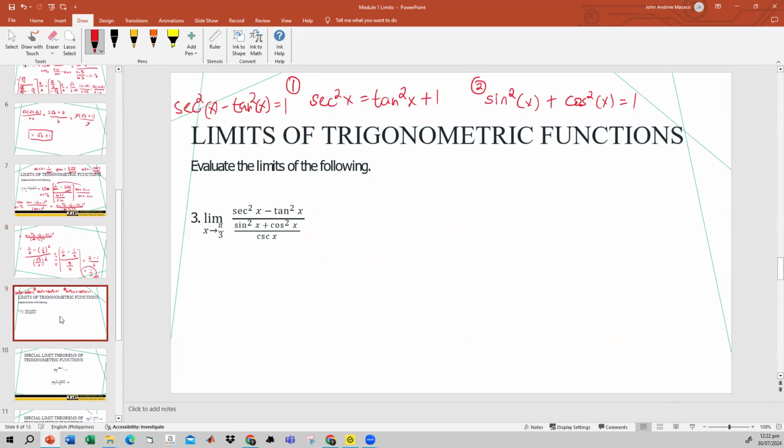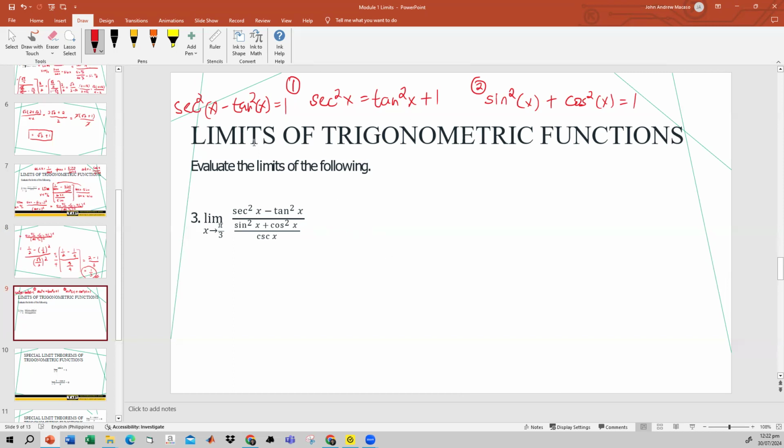Okay, let's have the next one. So what if you were asked to have this one now? We're asked to get the limit of (secant squared x minus tangent squared x) over (sine squared x plus cosine squared x) over cosecant x.